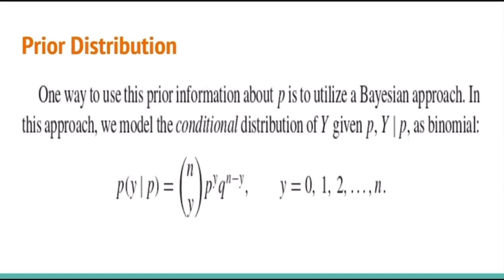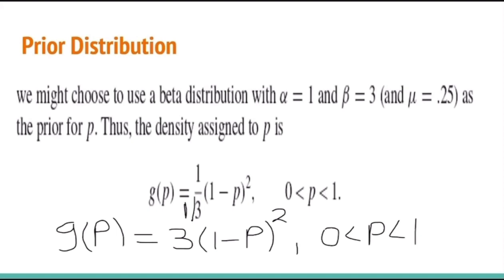Now, the popularity of the president will lie between 0 and 100%, which in terms of proportion means between 0 and 1. If I want to talk about a prior distribution, we can make use of a beta distribution, because a beta distribution lies between 0 and 1.